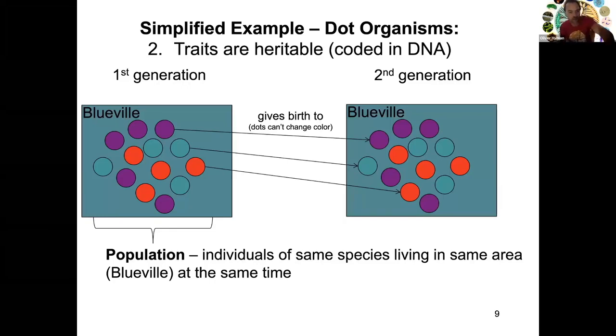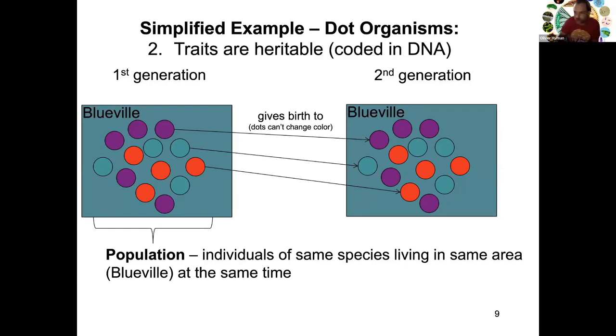So if we look at Blueville and we look at a purple dot and we look at the first generation and then the second generation, you can see that purple individuals give birth to purple offspring, blue individuals give birth to blue offspring, red individuals give birth to red offspring. So in this case, that trait that varies, color, is a heritable trait in the sense that it's passed on from the parent to the offspring. And we can assume in this case that it's coded in the DNA of these dot organisms in Blueville.